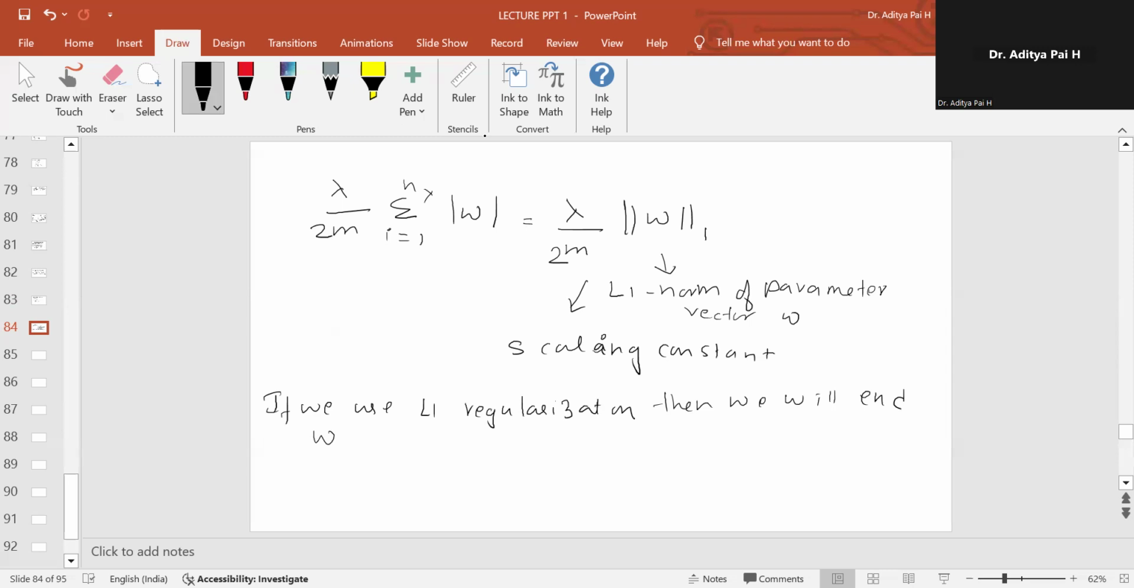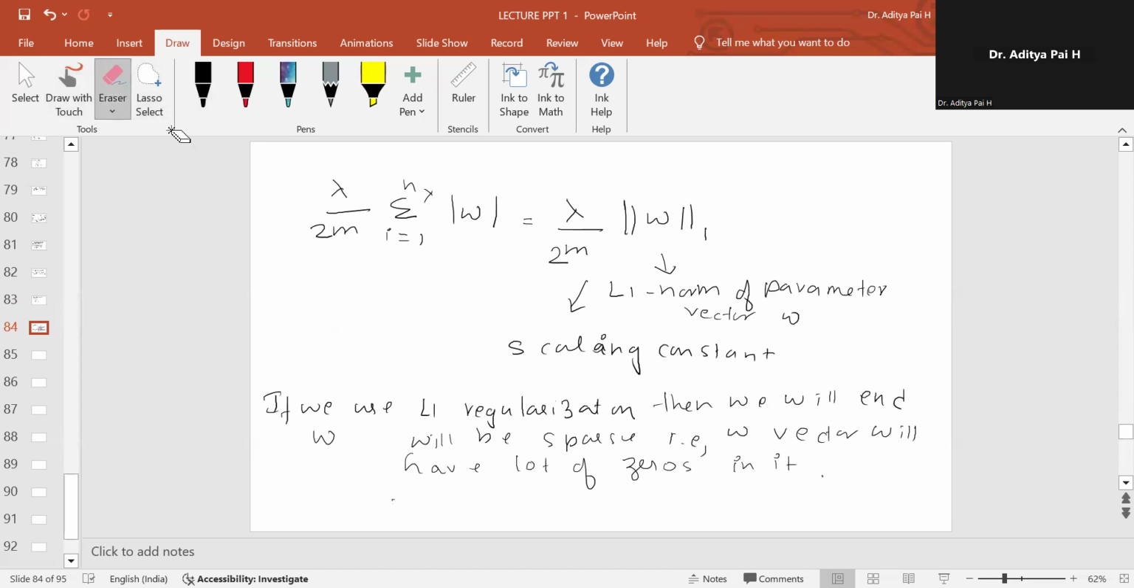Okay, then W will be sparse, that is, the W vector will have a lot of zeros in it, controlled by what is known as lambda. Lambda here is nothing but the regularization parameter, which is a hyperparameter that needs to be set. Even in Python we use lambda.